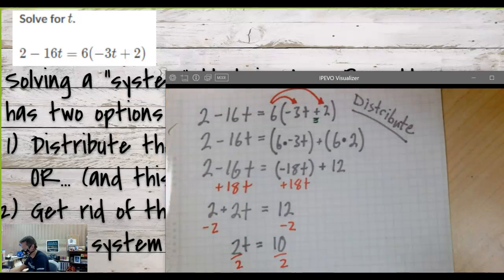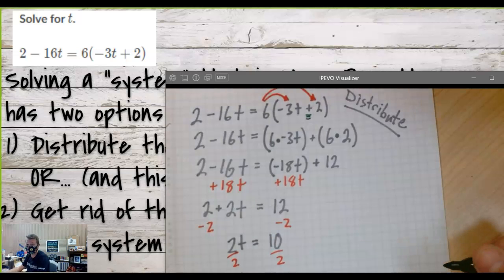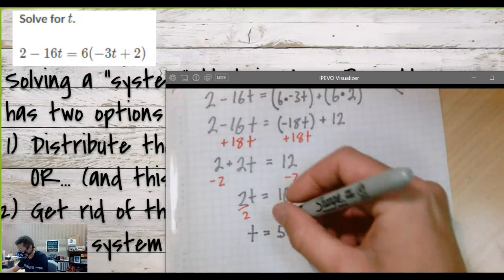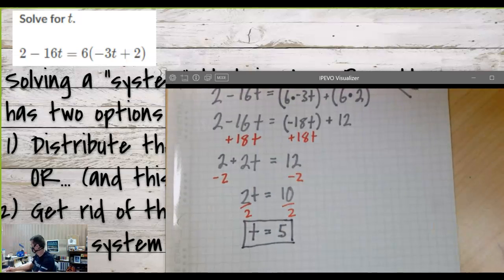Charge! T equals 5. You called it? When exactly did you call it? Did he actually? Okay, I'll let it slide. I mean, you're allowed to.